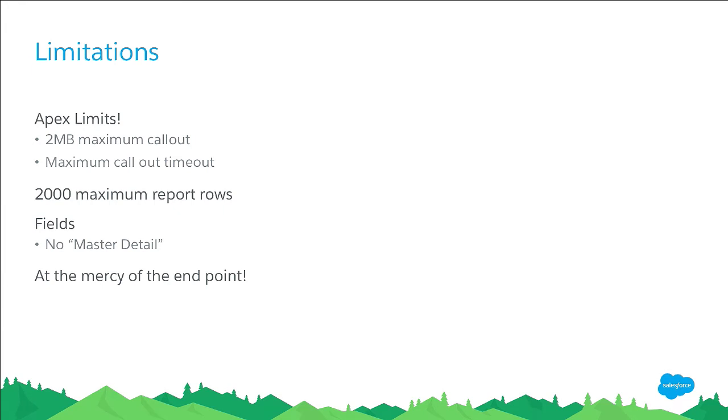So when you're creating this Apex connector, there's maximum callouts, 2 megs, and the 120 millisecond timeout, which again, you should consider if you're doing these complex queries to that external data source: how long is it actually going to take? Report rows, when the report feature is coming out this weekend hopefully, only returns 2,000 records at the moment, no master detail, and you're at the mercy of that endpoint and what it supports. If you can't search, if you can't filter on those rows, then you can't support that. But we've shown that you can handle that kind of stuff within there.